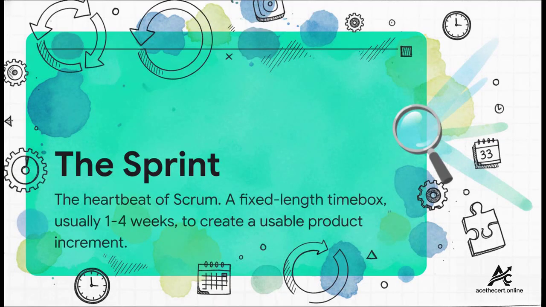The whole rhythm of Scrum is driven by the sprint. You can think of it as the heartbeat. It's a fixed-length period of time, usually between 1 and 4 weeks, where all the work happens. And during that sprint, the team's goal is to create a usable, potentially releasable piece of the product. As soon as one sprint ends, the next one starts right away. This creates a steady, predictable pace that actually provides a lot of stability in a chaotic world.